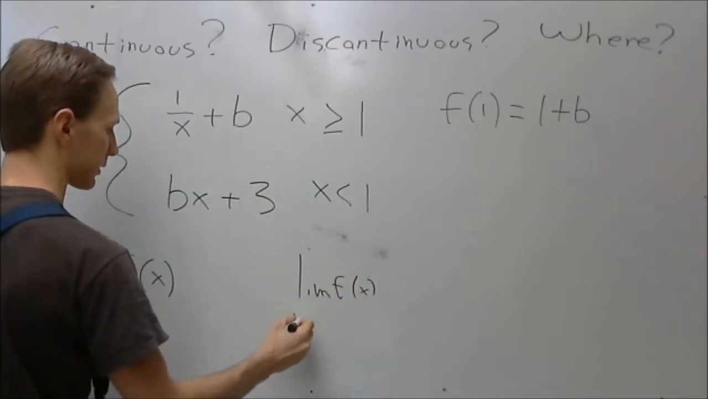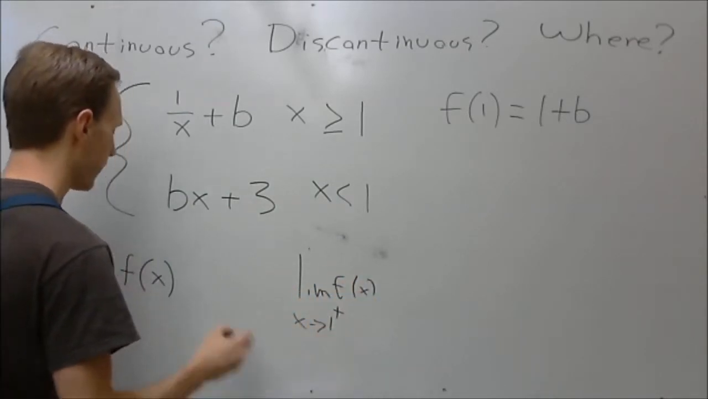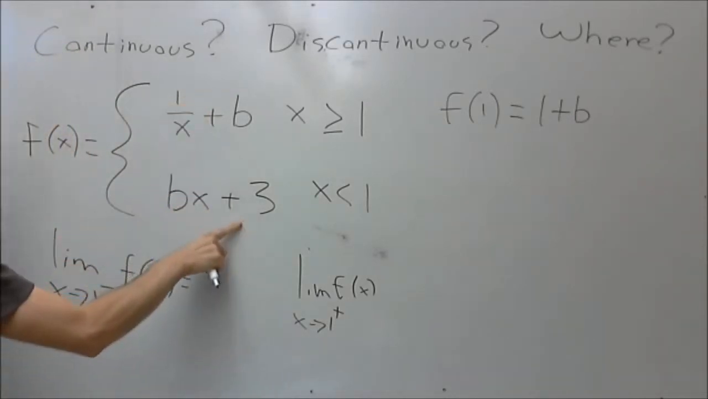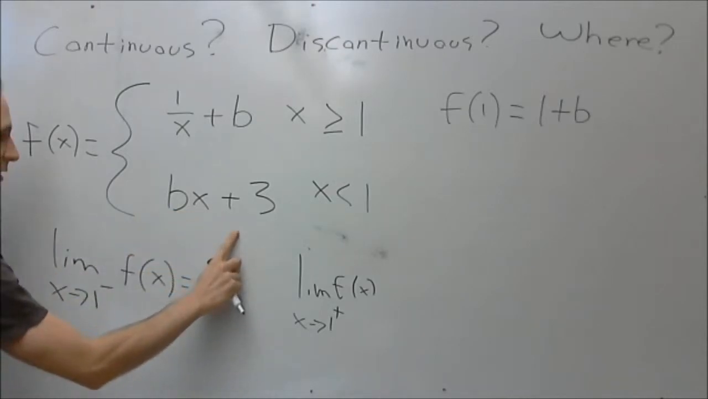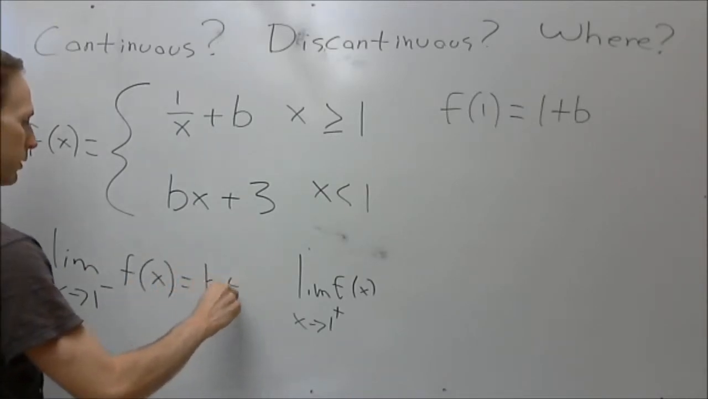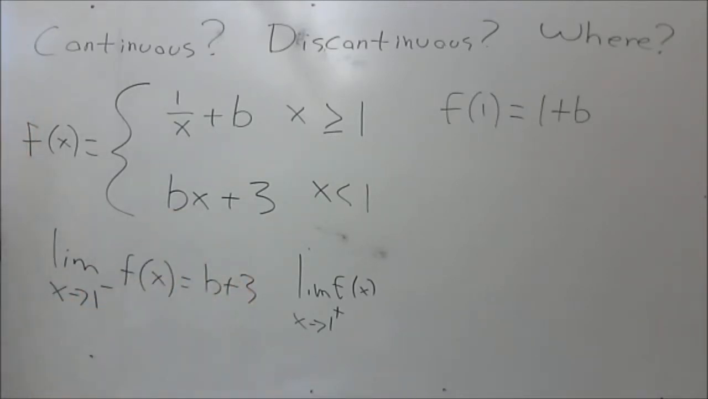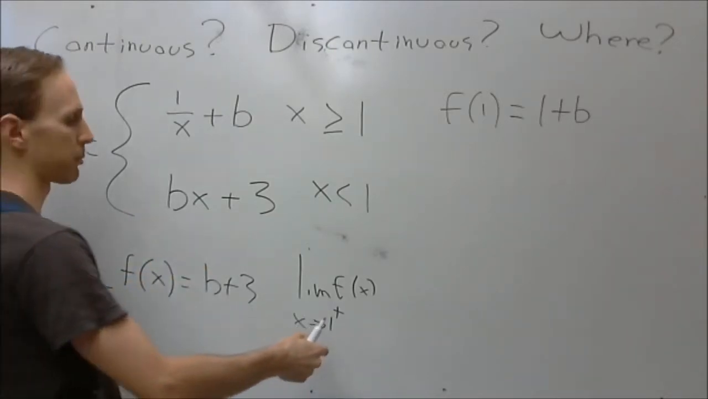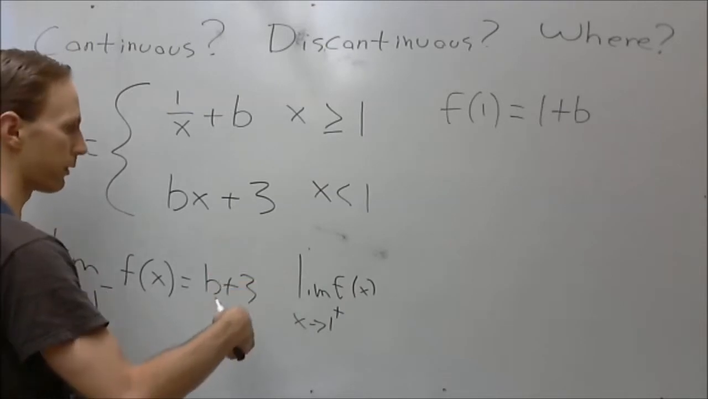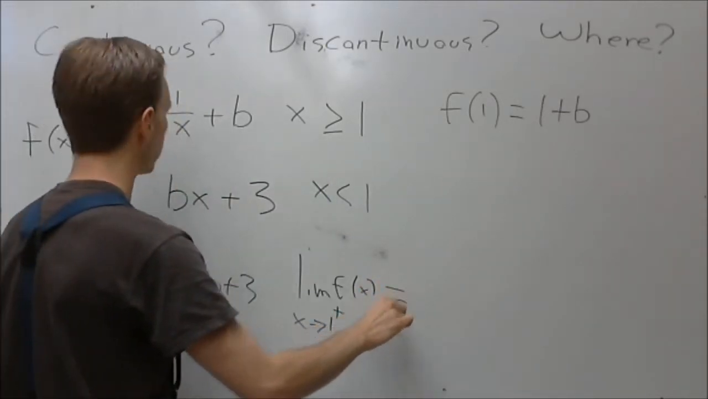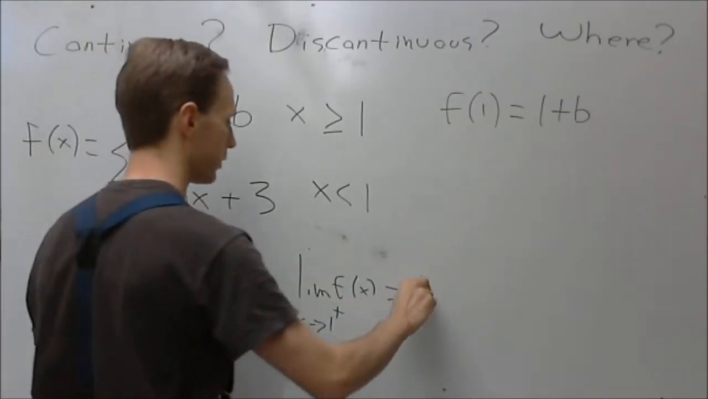As x approaches 1 from the left, you're using this conditional because we're saying that x is less than 1. And as x approaches 1, you just plug 1 in, and you get b plus 3. Right, plug in 1 for x, and you're left with whatever b is, plus 3. And the limit as x approaches 1 from the right, x is greater than 1, you go to the other conditional, plug in 1, and you get 1 plus b.